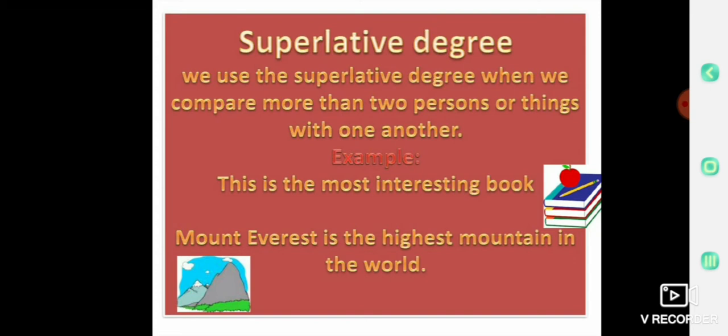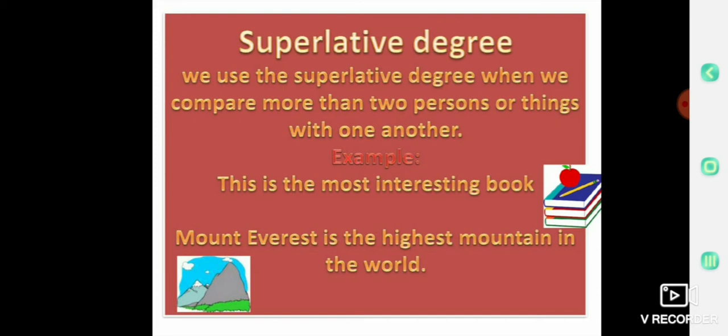Whenever we want to describe only one person, we use positive degree. Like, this orange is big, this girl is tall, mango is sweet. So whenever we are describing only one person, thing, or place, we will use positive degree of comparison.